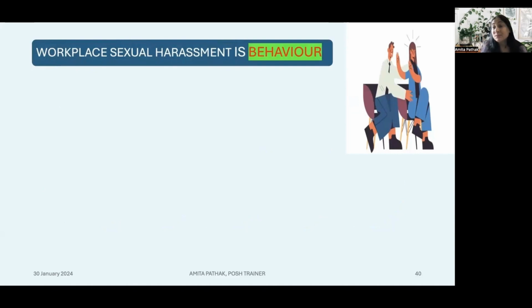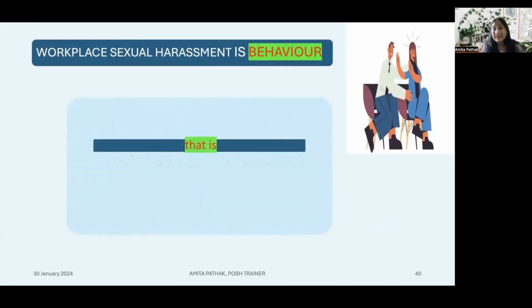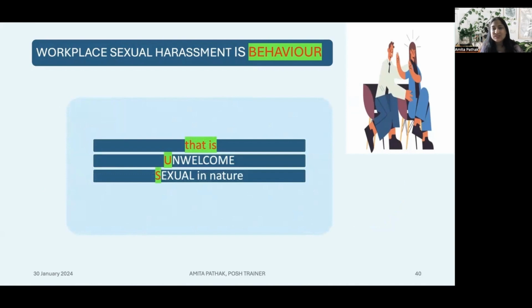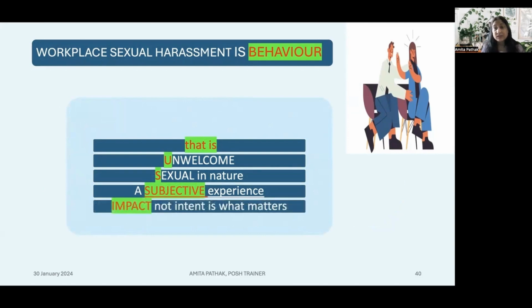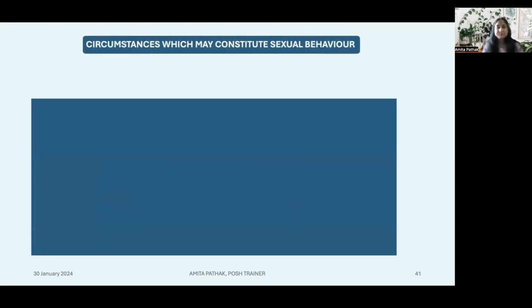Workplace sexual harassment is behavior that is unwelcome and sexual in nature. It is a subjective experience, which means we can't quantify it. It's so painful that we have to understand the subjective aspect of this. Its impact matters, not intent. We will not consider the intention of the harasser. Women may suffer a psychological impact and a career-related impact. It often occurs in a matrix of power. People in powerful positions may use their power to sexually harass.